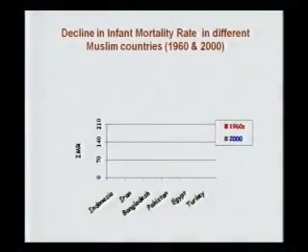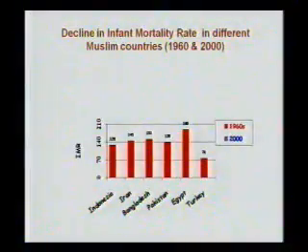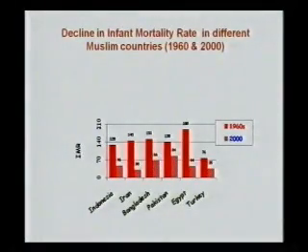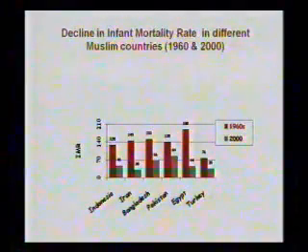Now, let me show you how infant mortality rates have declined in many countries which are predominantly Muslim. Here it has come from a book which I have written, and here you can see that Egypt had a substantially higher infant mortality rate than Pakistan in the 1960s, and now Pakistan has the highest infant mortality rate. Iran, Bangladesh, and Pakistan had about the same level of infant mortality in the 1960s, but Pakistan is at the highest level now.